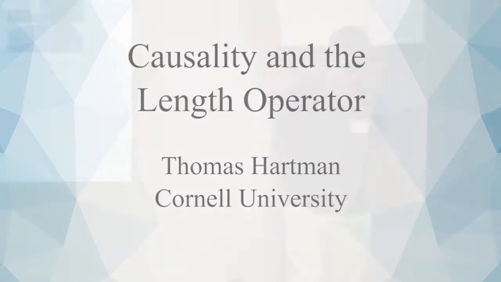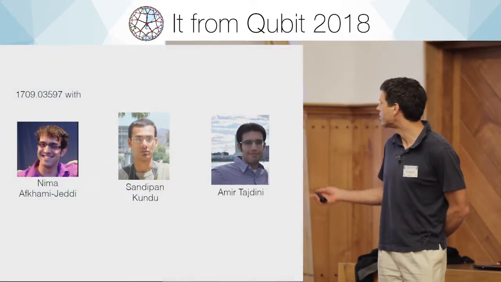I want to talk about understanding the causal structure in an emergent geometry. So this is based on work over the last couple of years, but in particular, this paper from September with three collaborators.